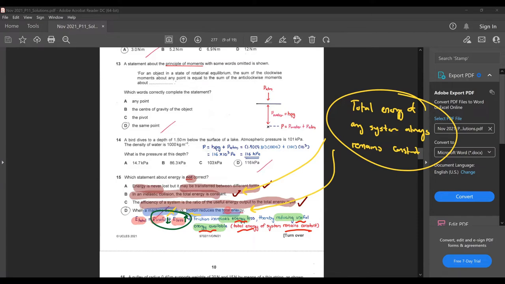Before and after. Okay, so it will also apply for the case of your inelastic collision, that the total energy should remain constant. It's just that maybe you have more energy loss after the collision, and then you have less useful energy left, but the total added up should still be the same as before. Okay, so this one is alright. So this is number 15. So I'll clear this one off.